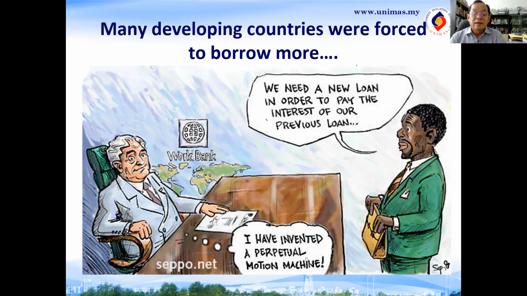And then, this is the World Bank. In his mind, I have invented a perpetual motion machine. So it shows that it will cause more borrowings and more borrowings in the future, and that's what is happening actually.